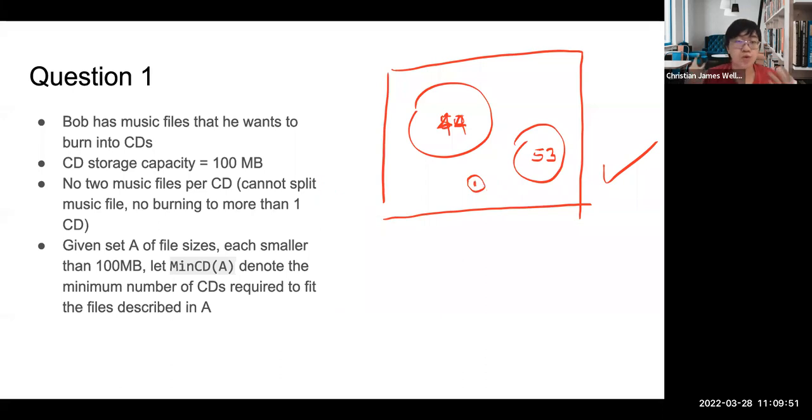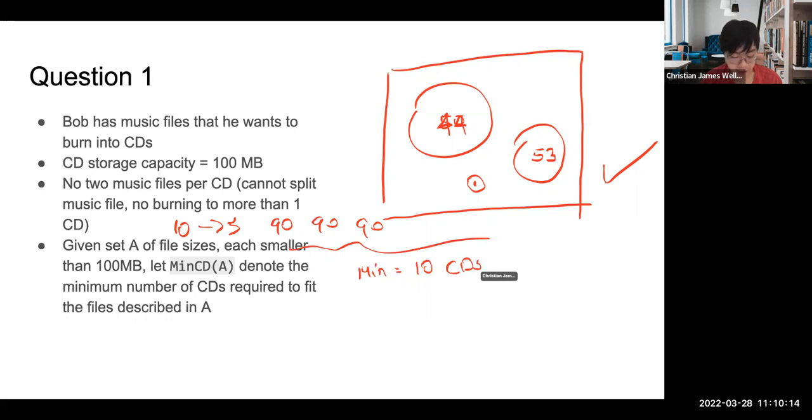But the question is, we can do this kind of pairing. We can put 2 music files in the same CD, right? So that suggests, hey, if I have 10 files, can I fit them into 5, for example? But of course, that's not always possible, because maybe all of them are 90 megabytes. Let's see, 90, 90, 90, 90. Then maybe the minimum is 10 CDs. So this is the minCD(A) notation.